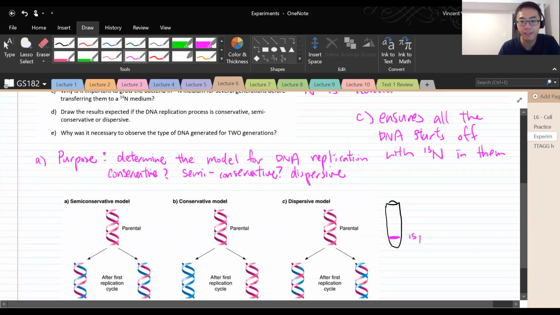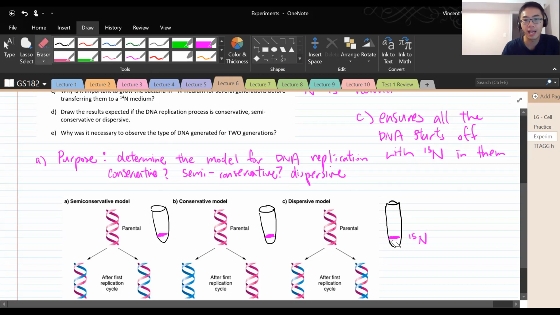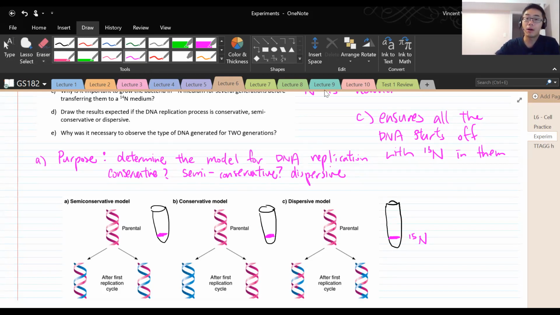So you will have an N15 band that represents the DNA, and that will be the case for all of these samples. Does that make sense? So in generation 1, all of them are going to have a heavy band at the bottom. Now I'm going to transfer them to the N14, which is lighter. Any new DNA that they make after the transfer will be using the lighter N14. No more N15 will be supplied.